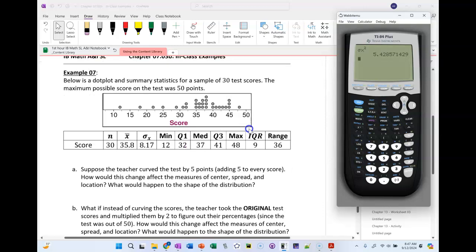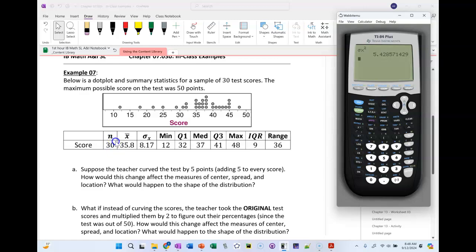All right, so here's an example. I've given you a distribution as a dot plot and given you the statistics for that distribution. These are test scores out of 50, right? So these are actually points for the test, not percentages. Suppose we curved the test by 5 points. That is, we added 5 points to everybody's score. How would this affect the measures of center, spread, and location? And what would happen to the shape of the distribution?